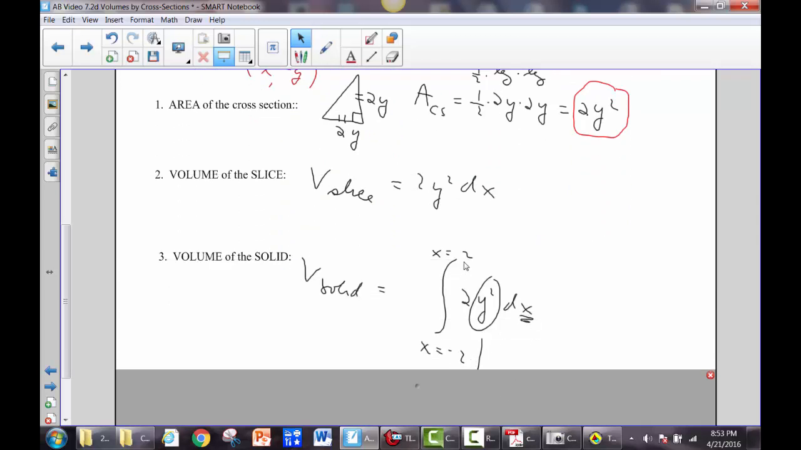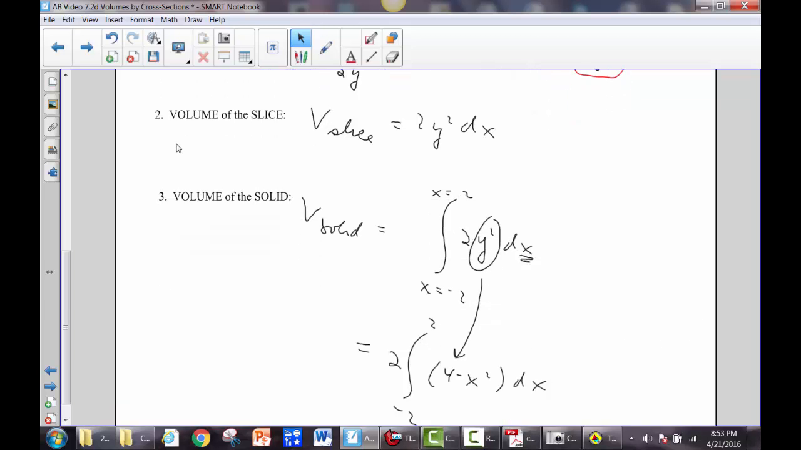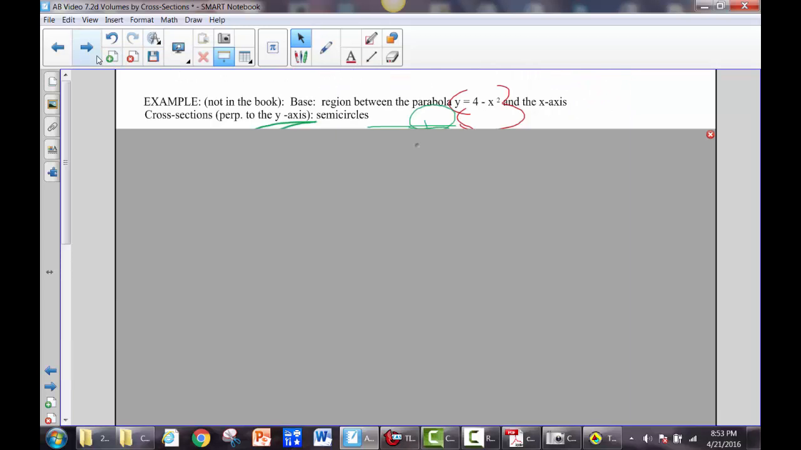It's x, so it's left border to right border. The y squared I can't leave, and again, y squared is 4 minus x squared. So you're starting to get the drift. This is not all that bad. Okay, now a little bit more difficult. The base is the region between the parabola y equals 4 minus x squared and the x-axis.